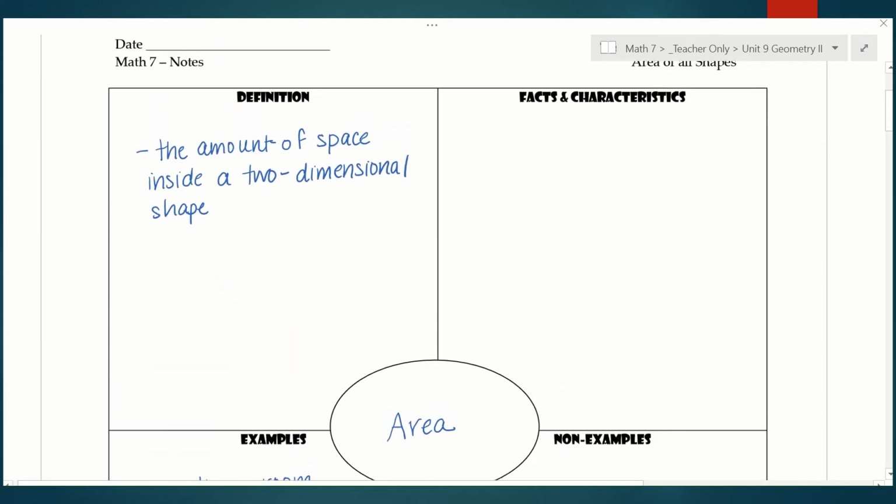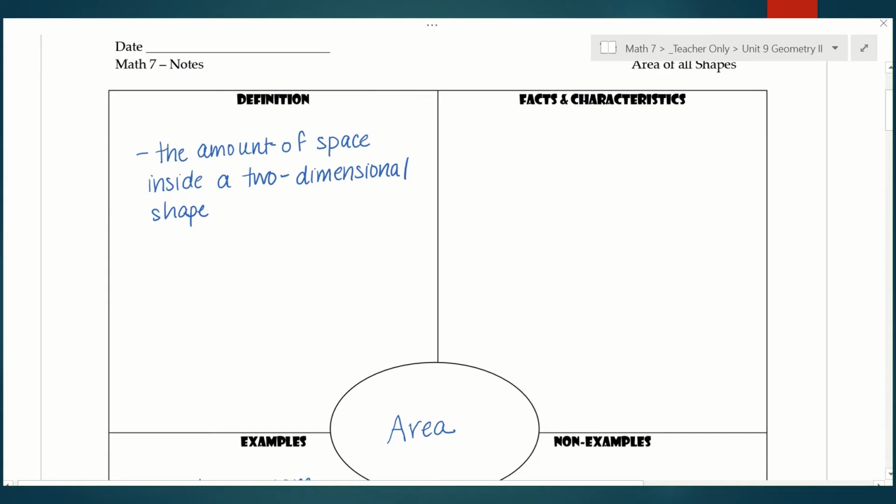All right, so facts and characteristics. First fact is that we use square units. Okay, so anytime you're talking about area or covering, you're going to hear feet squared or meters squared or inches squared. Okay, so in fact, if you go to buy carpet, you would have to tell the person that you're buying this from how many square feet of carpet you need.